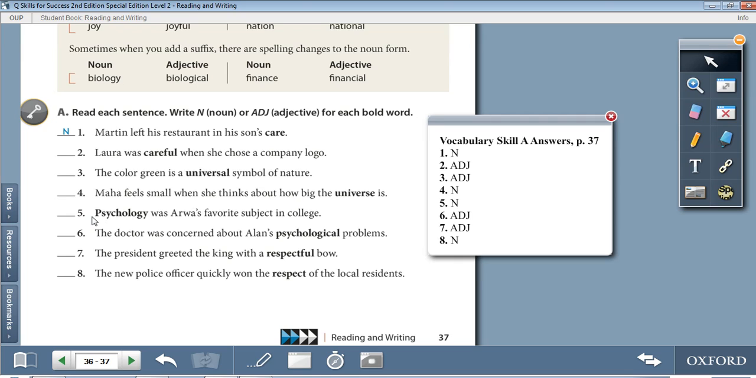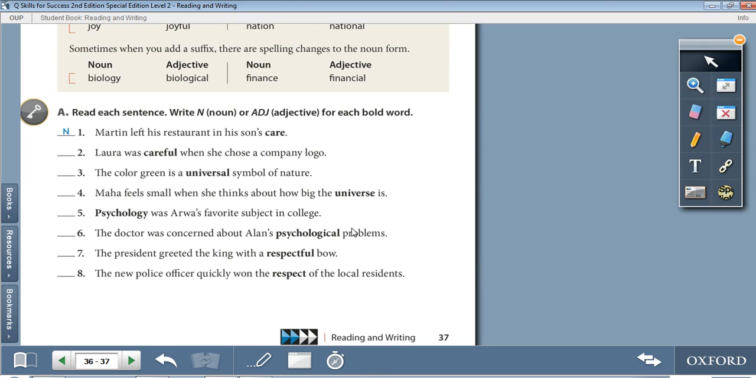Noun. 5. Psychology was Arwa's favorite subject in college. Noun. 6. The doctor was concerned about Alan's psychological problems. Adjective. 7. The president greeted the king with a respectful bow. Adjective. And 8. The new police officer quickly won the respect of the local residents. Respect here is a noun.